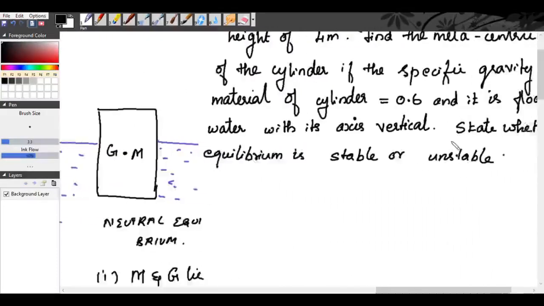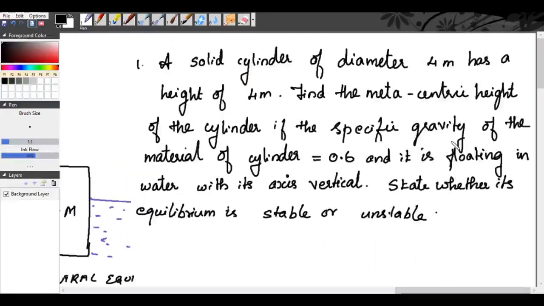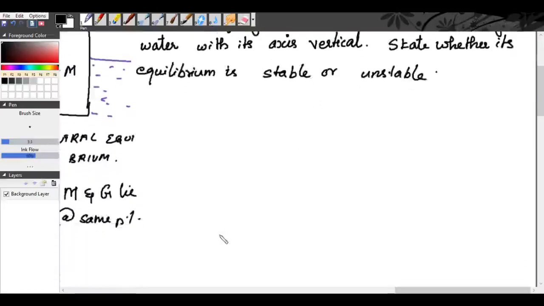We will do one more problem, just one problem. Okay, simple problem. A solid cylinder of diameter 4 meter has a height of 4 meter. So diameter is 4 meter, height is also 4 meter. Find the metacentric height of the cylinder if the specific gravity of the material of the cylinder is 0.6 and it is floating in water with its axis vertical. State whether the equilibrium is stable or unstable.